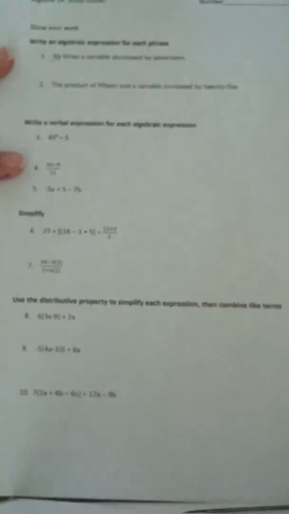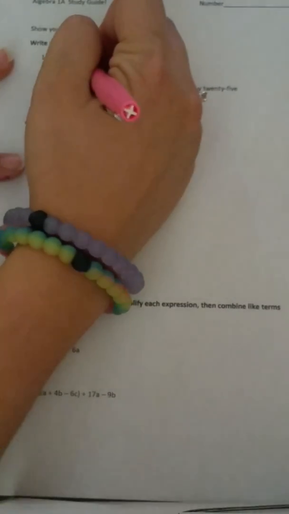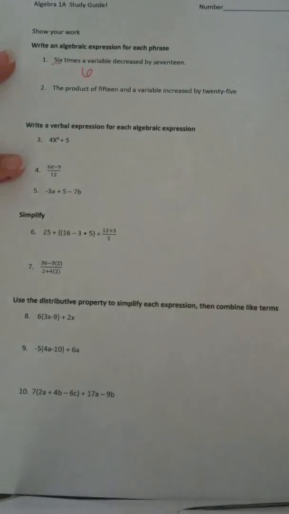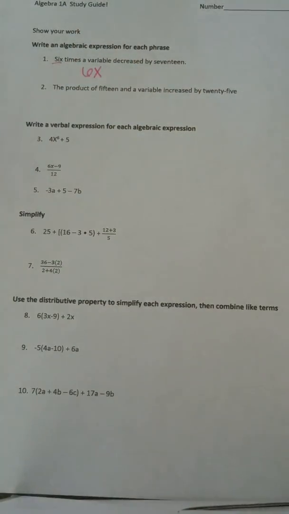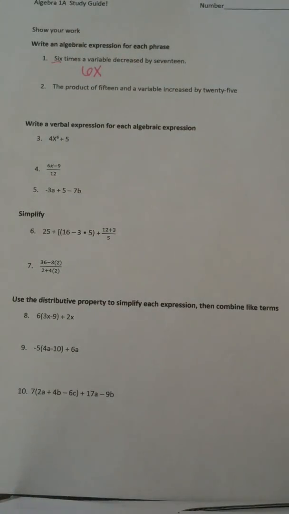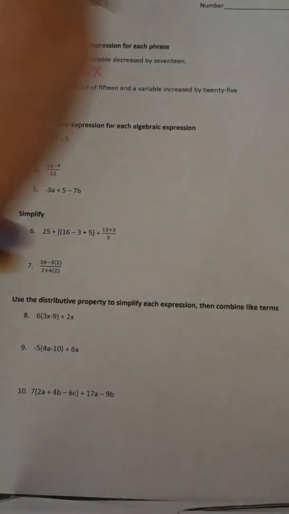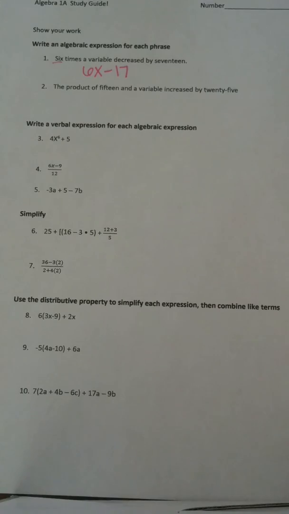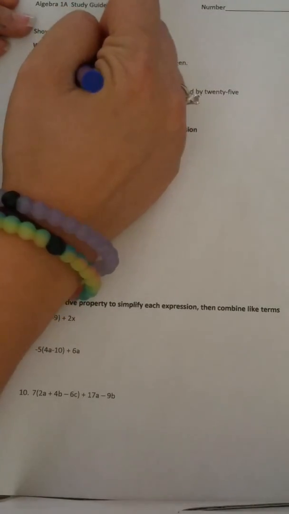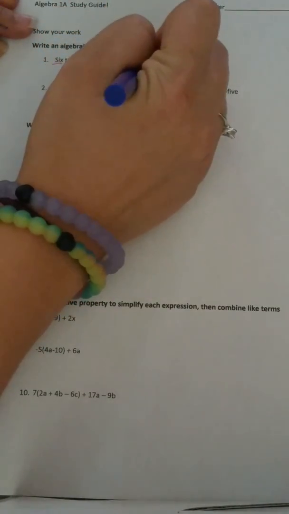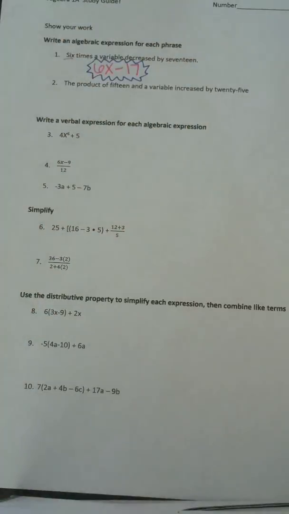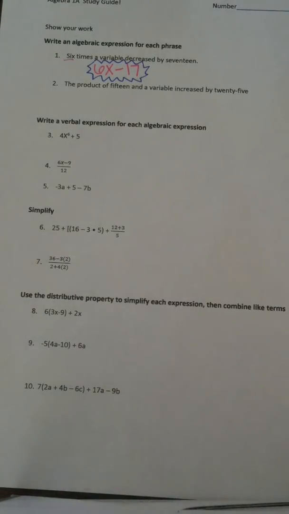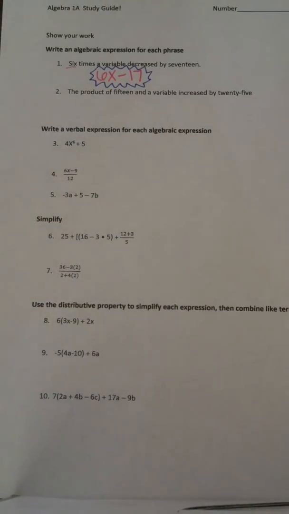So what is our first word? 6. Okay, and what variable do we want to use? X. Okay, and it says decreased by 17. What does decrease mean? Look at you guys go. Was that easy? Do we have to do anything else? No. Wait, you gotta circle it. Circle it, heart it, square it. All right, look at us go. Getting math done.